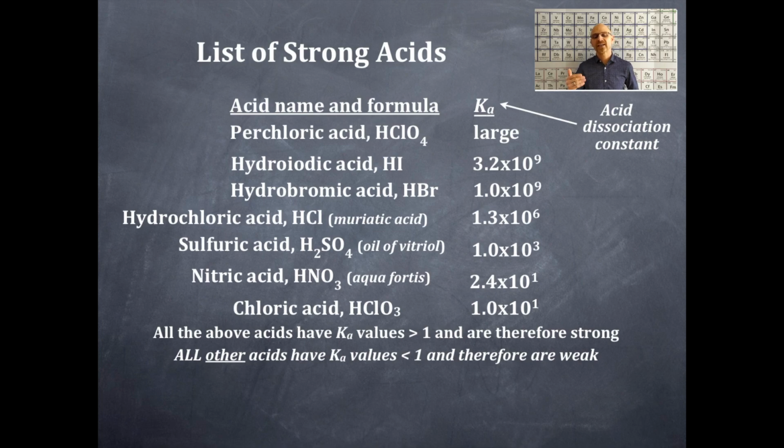All other acids have Ka values that are less than 1 and therefore are weak. That's how we classify them, according to their Ka value and according to their dissociation. Okay? Negative exponents are reactant favored. Therefore, those Ka values are less than 1. Hopefully that makes sense for you.